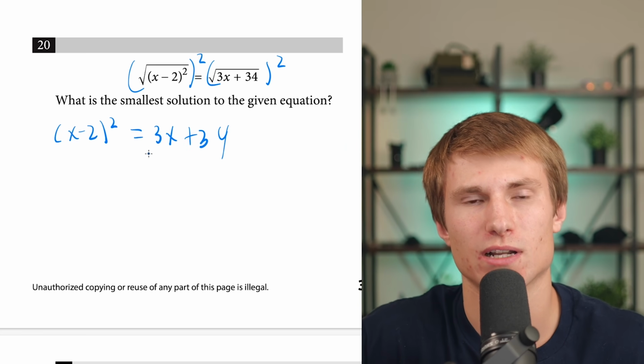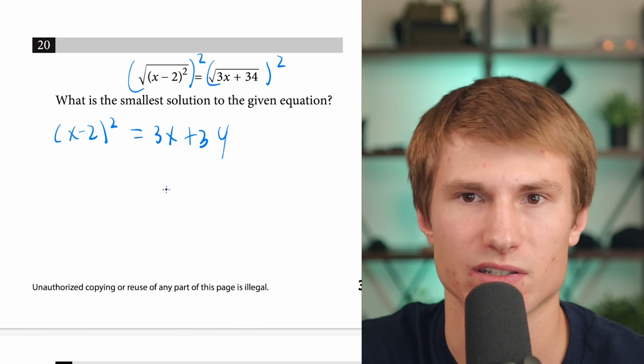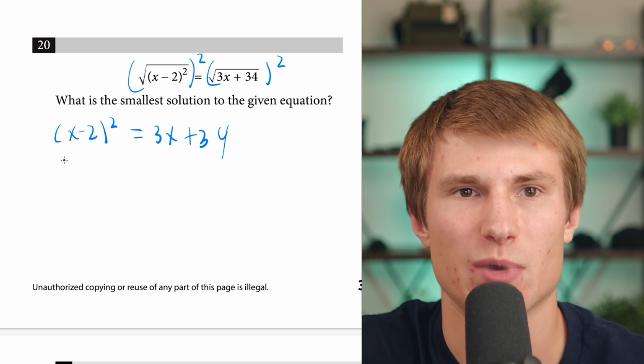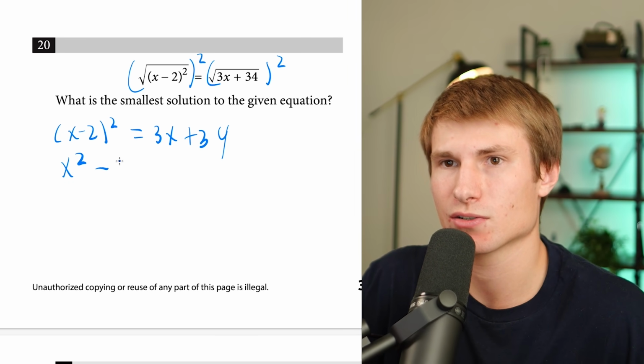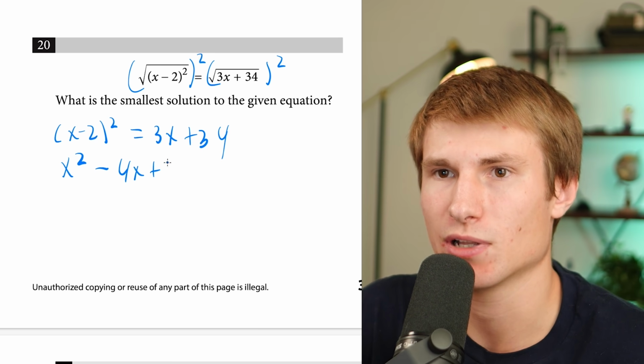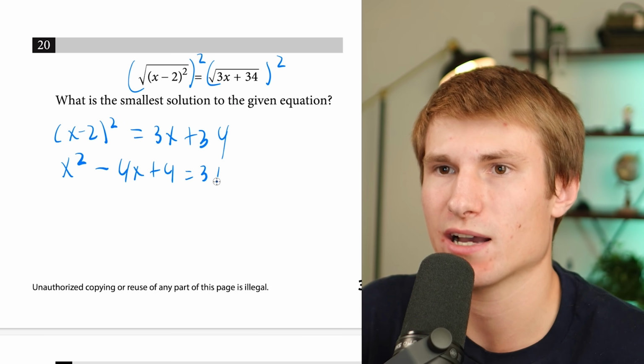Now from here, I want to ultimately get this set equal to 0 so I can solve for x. So to do that, I'm going to go ahead and expand (x minus 2) squared. To do that, I use the FOIL method. So I'm going to end up with x squared minus 4x plus 4 is equal to 3x plus 34.